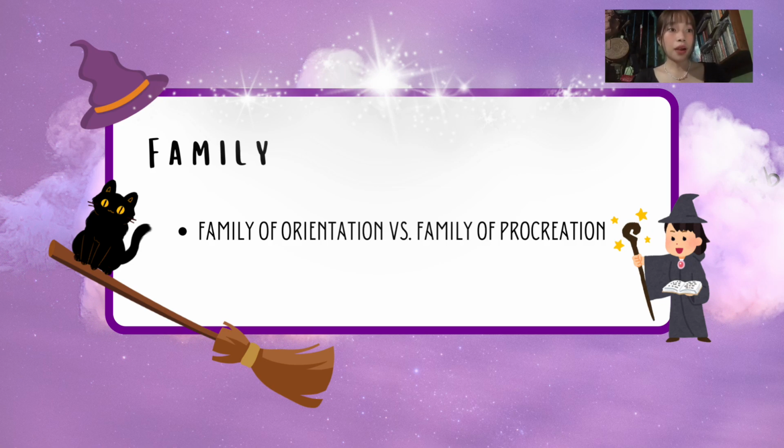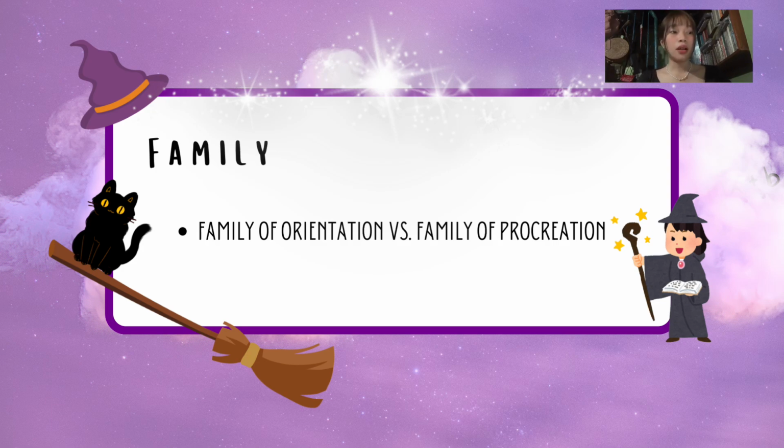The family has a powerful influence on consumer behavior. The family of orientation refers to the family a person is born into, such as parents and siblings, who shape early habits and preferences. For example, a child raised in a household that values specific brands or prioritizes saving money may adopt similar behaviors. On the other hand, the family of procreation refers to the family an individual forms as an adult, including a spouse and children.